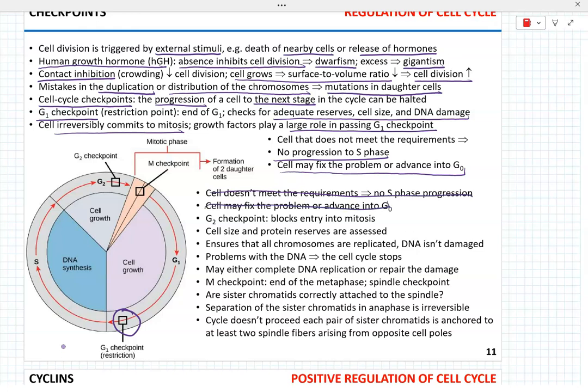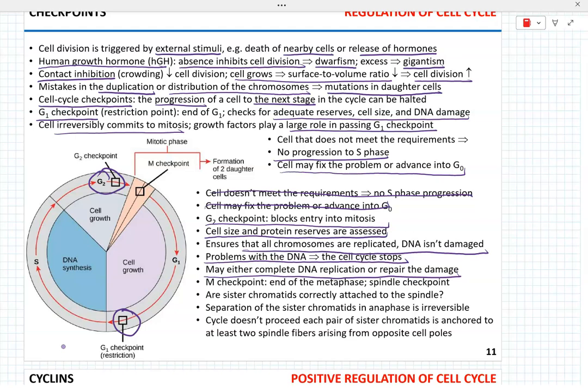G2 checkpoint prevents the cell from entering mitosis by assessing the size of the cell, the protein reserves, and by ensuring that all chromosomes are correctly replicated and DNA isn't damaged. If DNA is damaged after the replication, the cell cycle stops again. The cell may attempt to complete DNA replication or repair the damage.